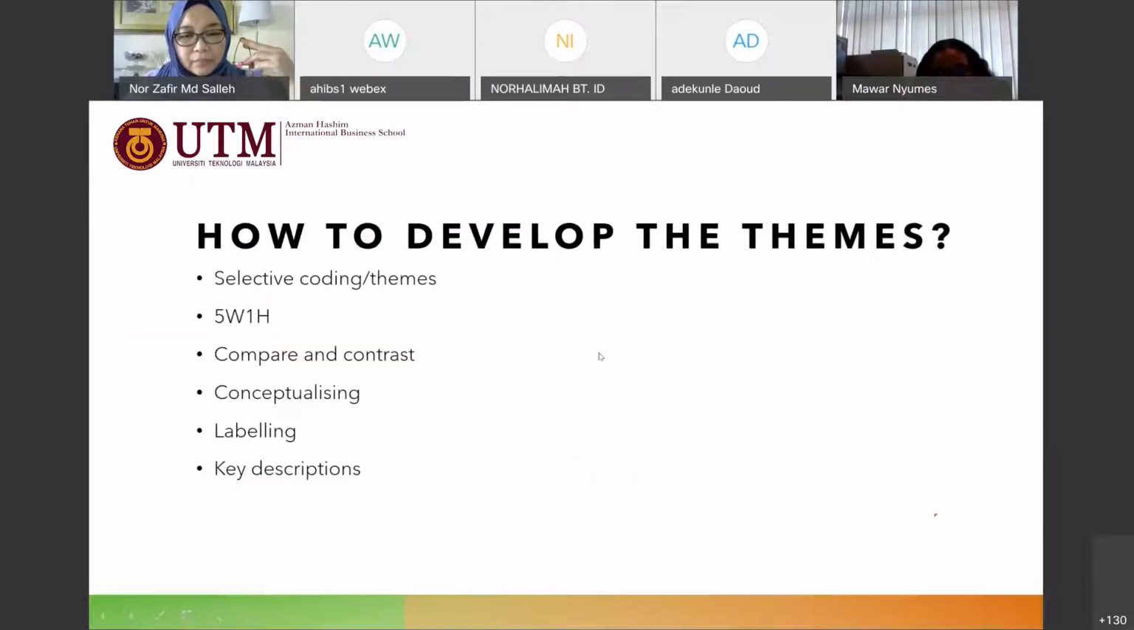For you to do the coding or to select the right coding, you need to do a lot of 5W and 1H, compare and contrast your ideas, okay? Conceptualizing, labeling, and key description. If you don't know whether that code is right or not, just try to describe the code again to make sure that you really understand what you're talking about and you really know what you represent in your thesis, okay?